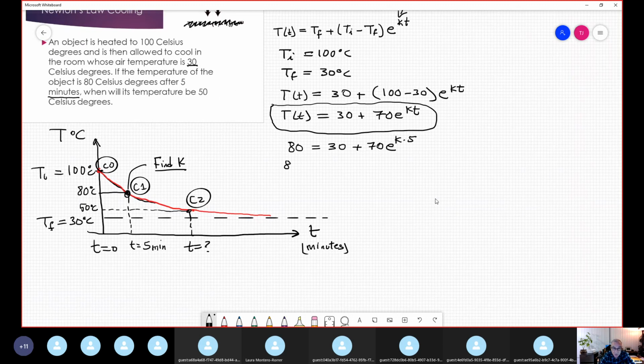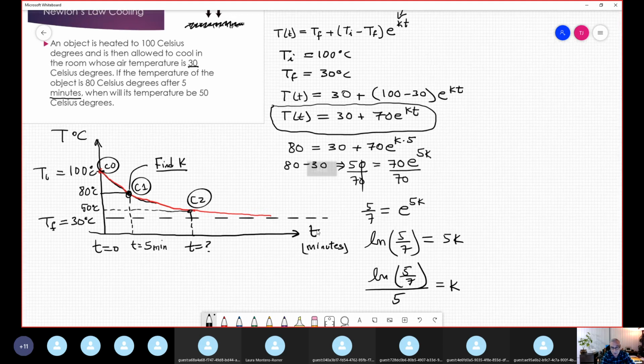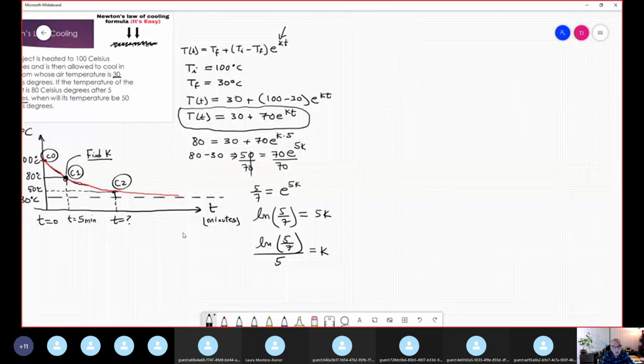Okay, let's do it. It's easy. You're subtracting 30, 80 minus 30 is 50. 50 is equal to 70 exponential 5k. Divided by 70 both sides. It's obvious que we cancel out this 0. 5 over 7 is equal to exponential 5k. Now ready to apply logarithm both sides. Of course, one more time, use the natural. And you know very well that this is 5k. I don't want to repeat this again. Now, natural logarithm of 5 over 7 divided by 5 is k. And remember, k is important, but it's not the final answer. It's a partial answer that is stored in the memory of the calculator.